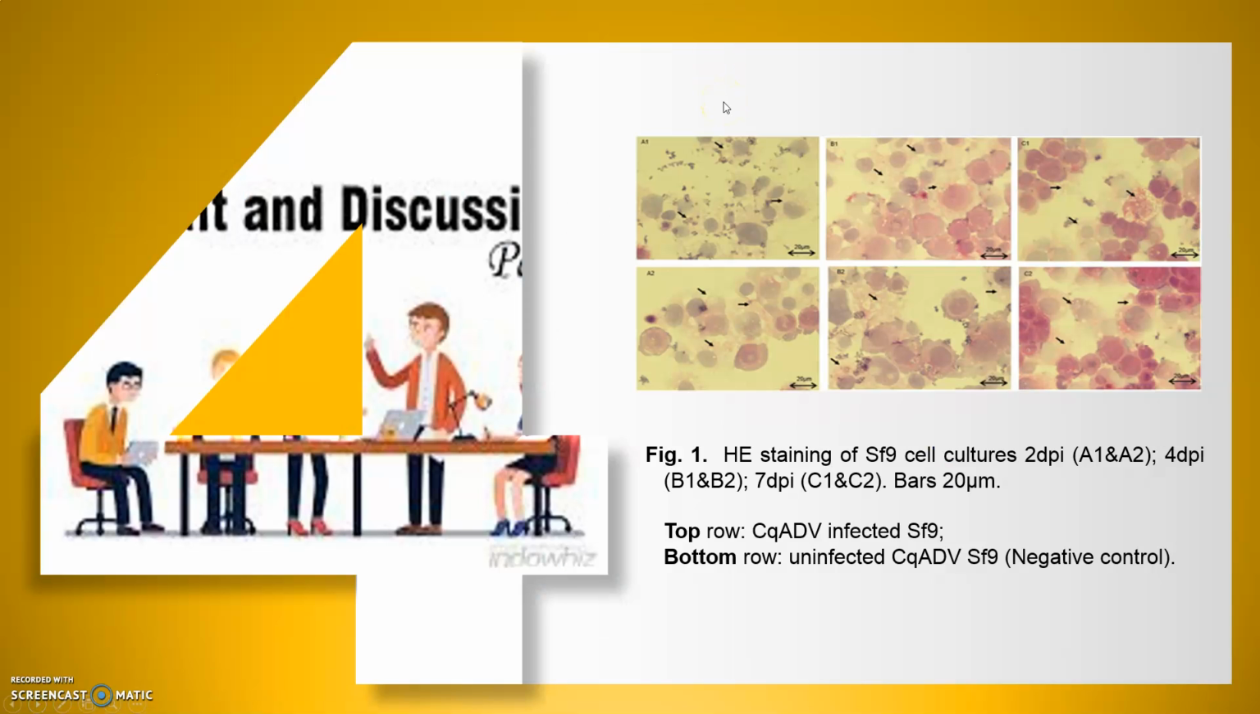Now, let's move on to the results that we found in this study. This figure is the H&E staining of SF9 cell cultures at different days post-infection. The top row shows the CqADV-infected SF9, whereas the bottom row is the uninfected SF9 as the negative control. From this figure, we cannot see any difference between the two groups.